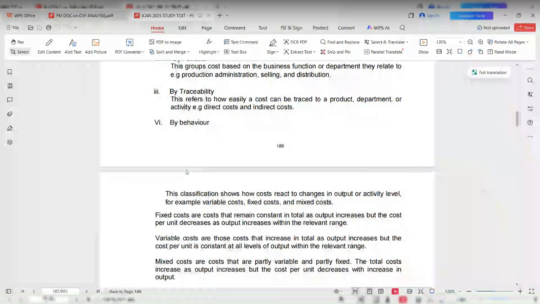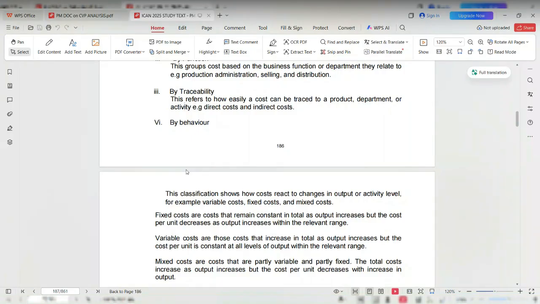So when we classify costs according to how that cost reacts to changes in the output or activity level, examples are variable cost, fixed cost, mixed cost. I believe we all know the meaning of variable cost, fixed cost, mixed cost at our level. I want to believe that we know that.